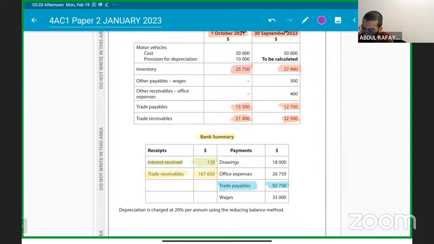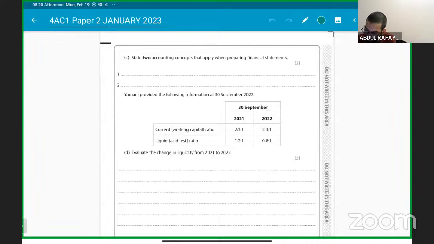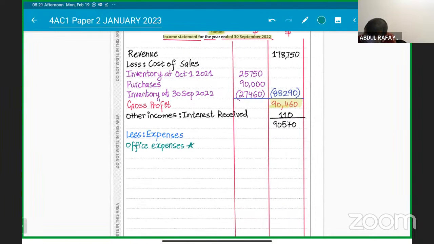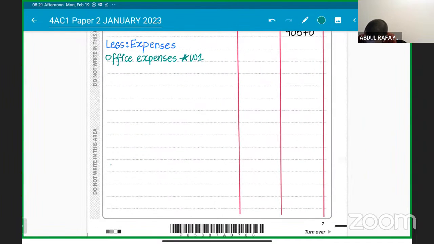Okay, so let's talk about it. If we talk about office expenses and wages, let's start off, sir. So let's first write down office expenses. We need to do some working for it. We have to make an account of accrued or prepaid for the office expenses. Let's do the working down below, working number one for office expenses.